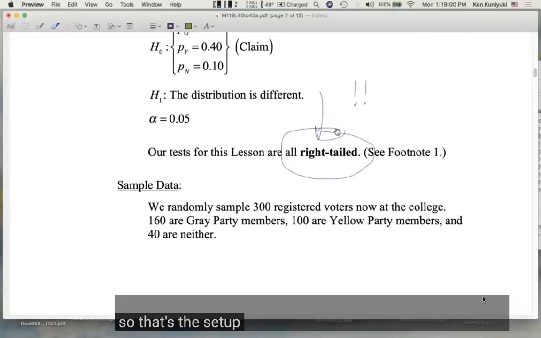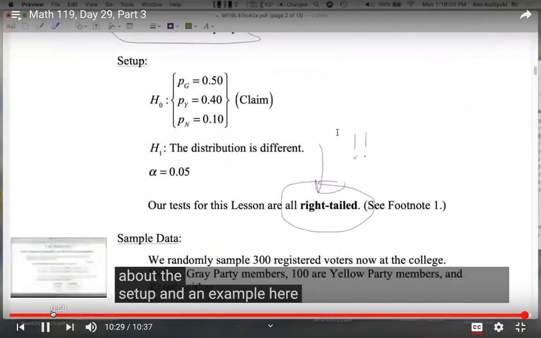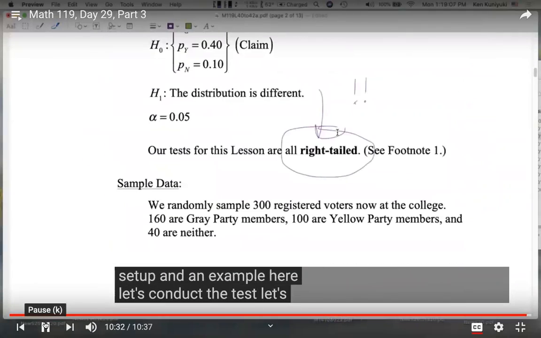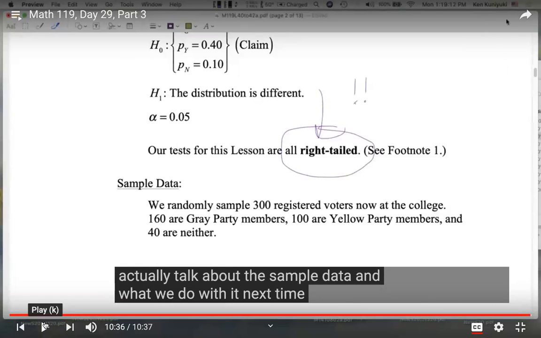So that's the setup. I've been talking about the setup and an example here. Let's conduct the test. Let's actually talk about the sample data and what we do with it next time. Okay, so any questions about the setup? For a goodness of fit test, the null hypothesis gives a particular distribution. Here, the same distribution as 10 years ago at the college. The alternative will say, for this kind of test, the distribution is different somehow, right? We have alpha, the significance level. And these are going to be right-tailed tests. Okay, and the same for the next lesson as well.